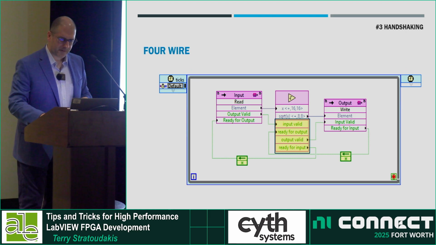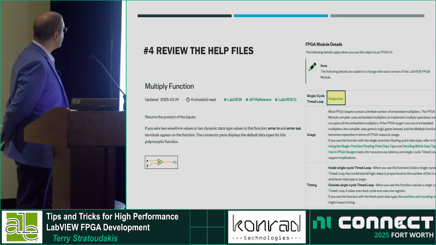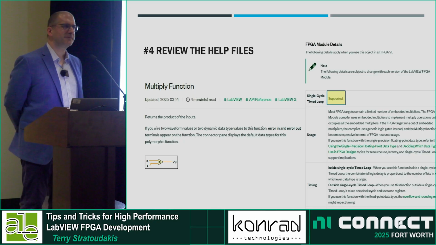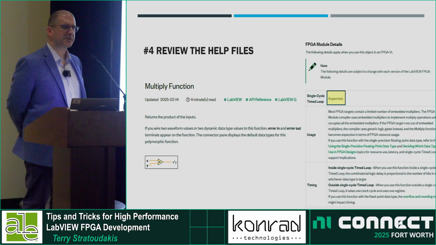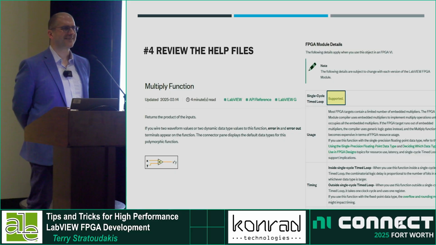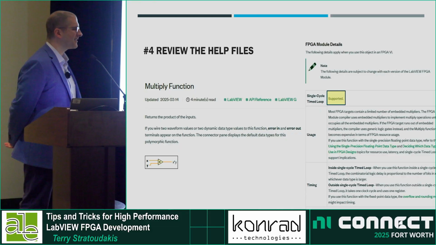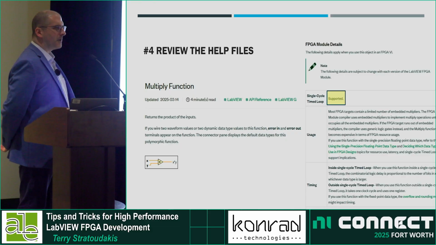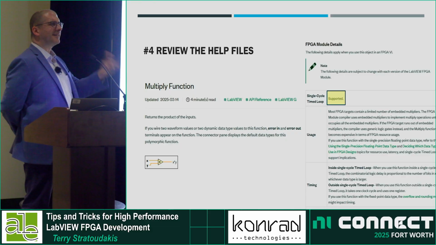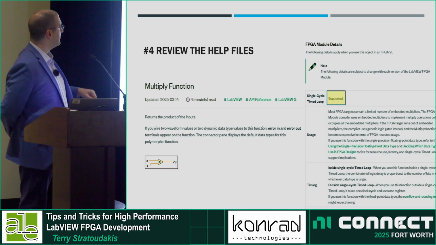Okay, so got 3 tips so far. Tip number 4, review the help files. That sounds like a really weird tip because who looks at the help for the multiply function? Probably nobody, right? You just say, it's multiply. Get an 8-year-old to help you with that. But with the FPGA side of things, you go into the detailed help and it says single cycle loop supported.